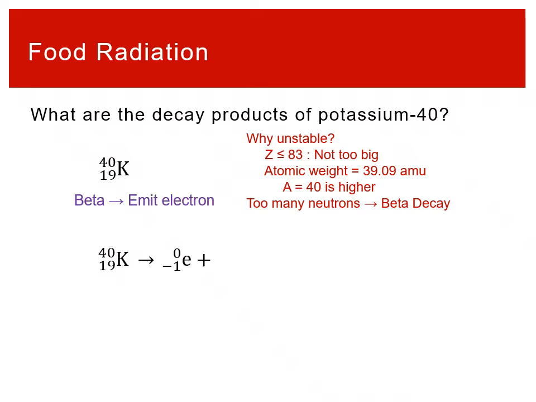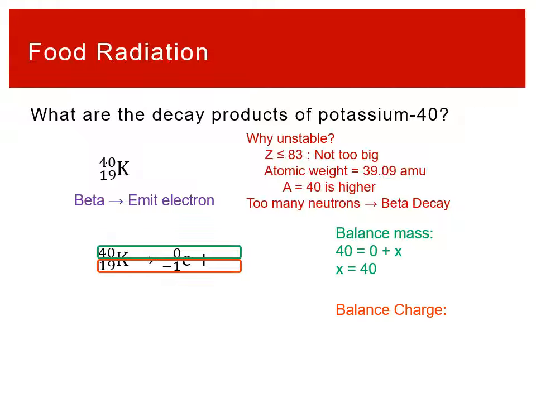So we know we're going to emit an electron. Balancing the masses, you don't lose any mass, so it's still 40. For the charge, you lost a negative charge, which means 19 goes up to 20. So you get calcium-40. The motivation here is that calcium-40 is extremely stable, and potassium-40 just can't keep up. It falls apart to get to a really stable minimum with calcium-40.